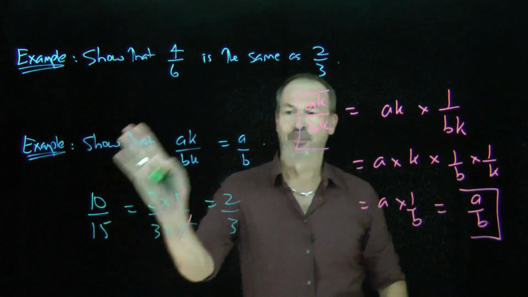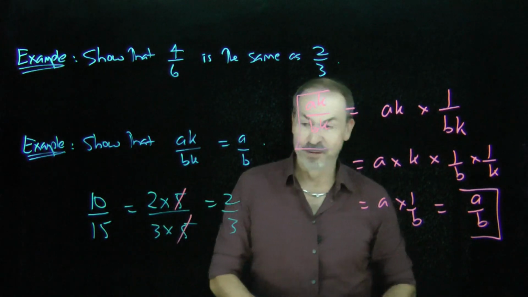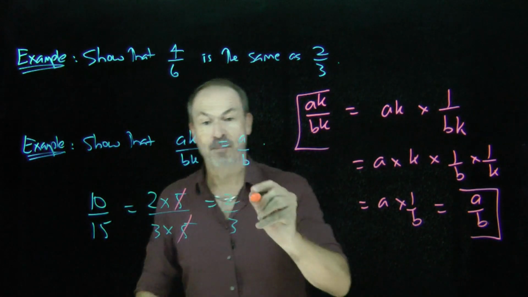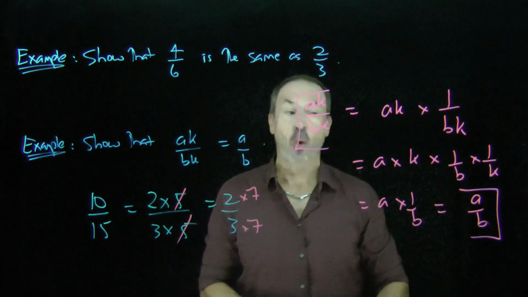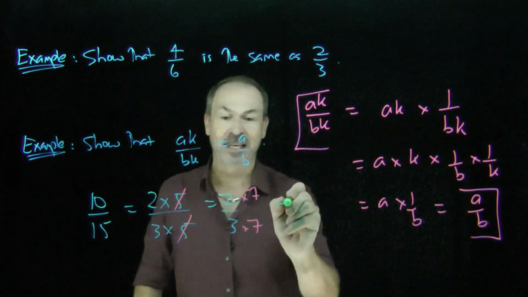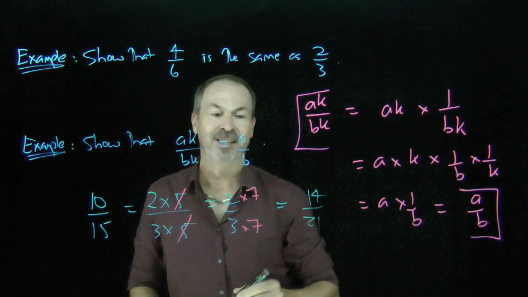Bingo, I've now proven I can do that. I've also proven that if I like, I can scale this up. I want to multiply the top by 7 and the bottom by 7. Feel free, as long as these numbers are the same, it won't affect the value of the fraction. So I can say this is really the same as 14/21.